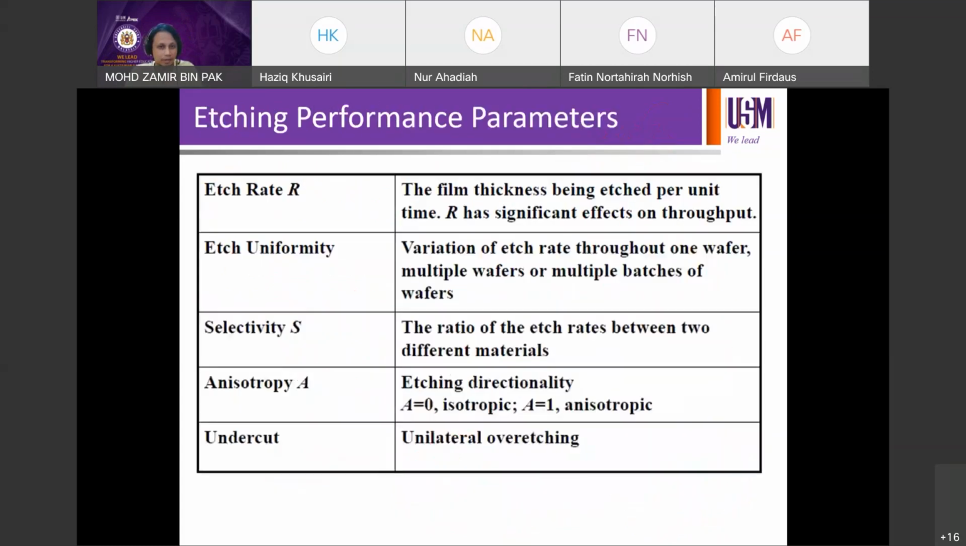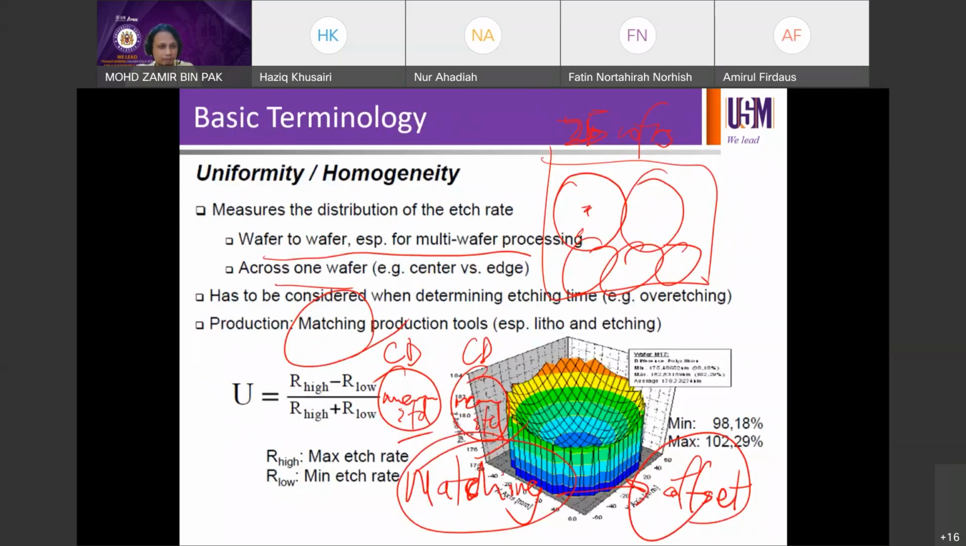So let's just stop here. You learned something from etching today. So we're gonna continue. Sorry, apa? Selasa, right? Okay, Selasa. So we'll continue tomorrow with the remaining.